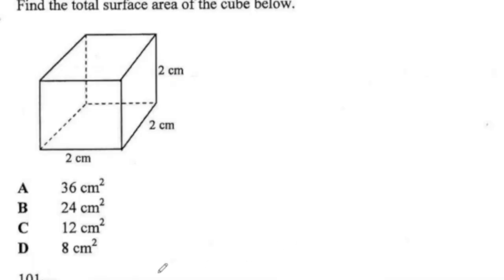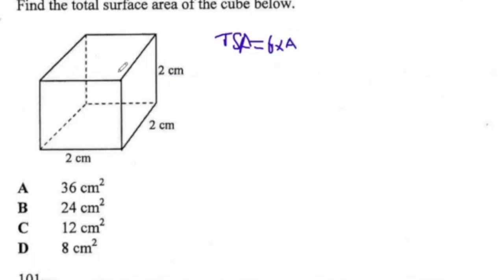Okay, so question 58 was as follows. Find the total surface area of the cube below. So this is the cube. The formula for total surface area, which I'm going to write as T S A, the total surface area of the cube, is equal to 6 times the area of one side of the face.